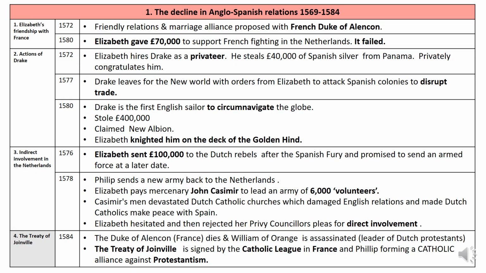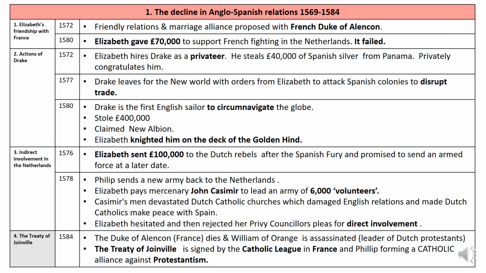Finally, we have the start of our turning point here. In 1584, the Duke of Alencon dies. Remember, this is Elizabeth's French ally. Also, William of Orange is assassinated, and he is the leader of the Dutch Protestants, and he's kind of the poster boy of European Protestants. He's almost like the leader of all the European Protestants. So this causes Elizabeth some trouble, which I'll get to in just a second.